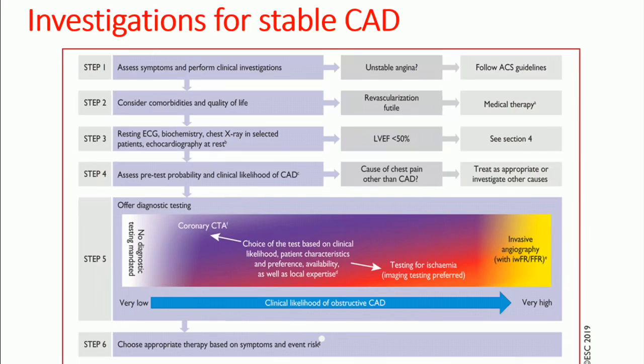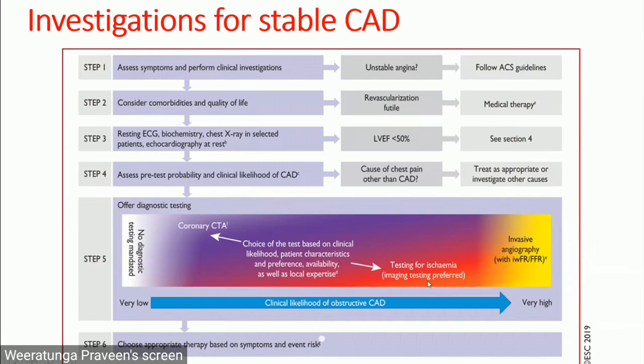But currently, the world is moving away from exercise ECGs because of certain limitations. And now people recommend a lot of imaging-based dynamic testing. In this guideline also, they say imaging testing preferred, given the clinical likelihood of obstructive CAD. So testing for ischemia, imaging testing preferred.